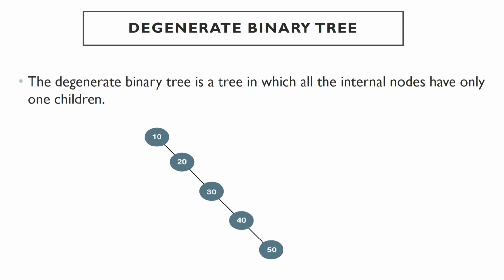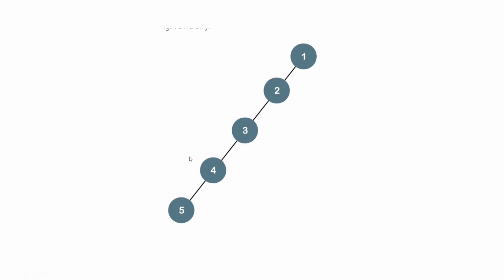So now, coming to the degenerate binary tree. The degenerate binary tree is a tree in which all the internal nodes have only one child. So let's understand this. This tree is a degenerate binary tree because all the nodes have only one child. It is also known as a right skewed tree as all the nodes have a right child only, right? See, 20, 30, 40, 50 are all right children. Similarly, this tree is also a degenerate binary tree because all the nodes have only one child.